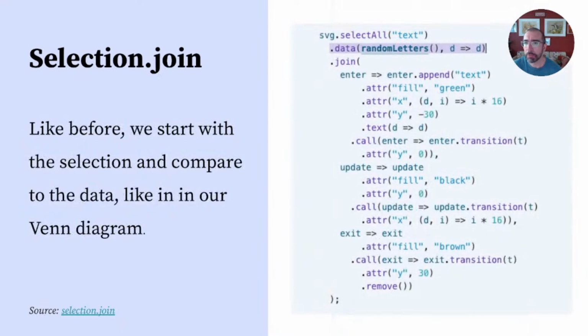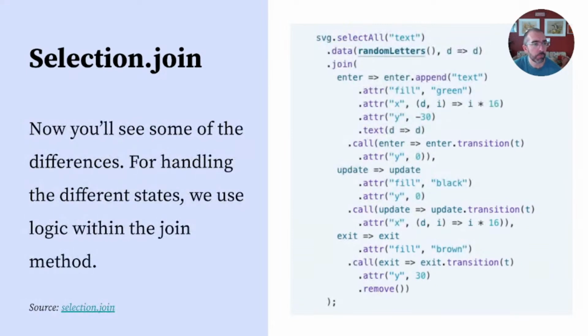So again, same thing as before. We enter in our random letters. We assign that ID. Oh, and there's a question up here on the slides. The slides are in each of those notebooks. So at the top of the notebook for each session, there's a link to the slide. And then we're going to be again handling those different states just now within the join method.